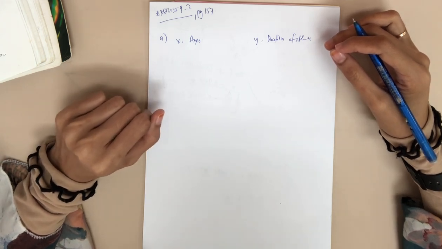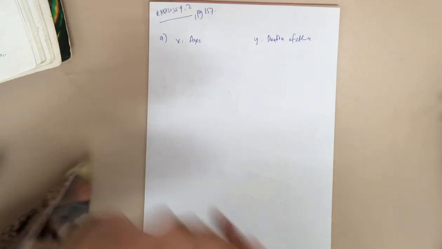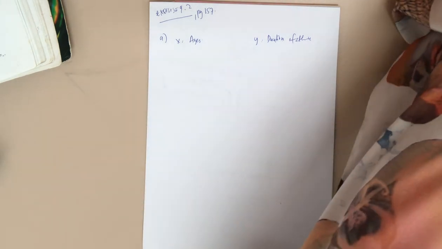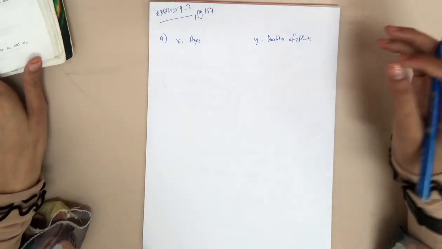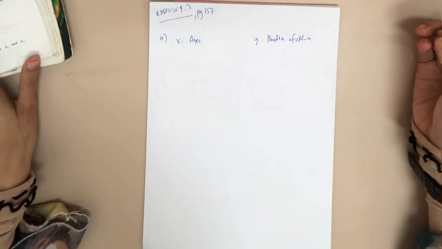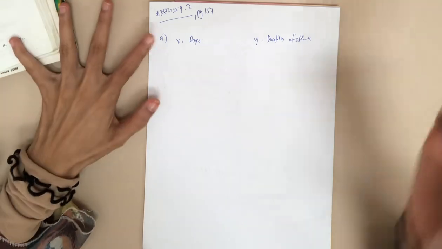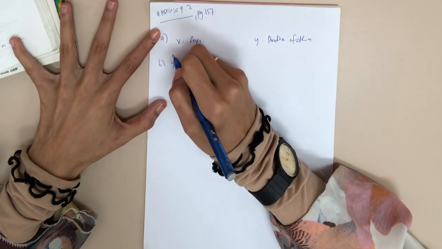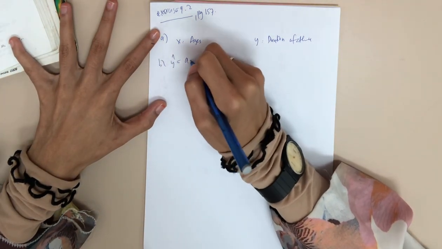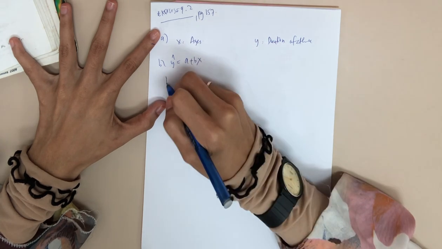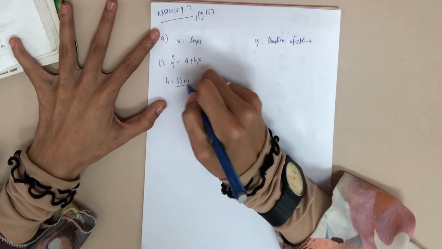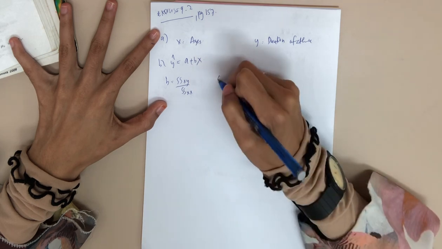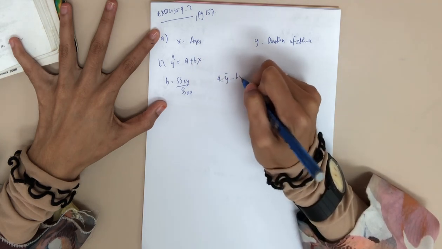Okay, next. Another example, and the next question is B: find the least square regression line. So for B, find the regression line. This is A plus Bx. So B is equal to Sxy over Sxx, and A here is y bar minus B x bar.